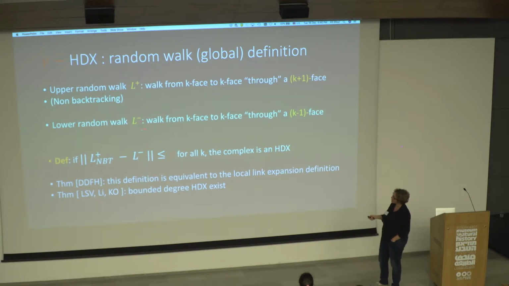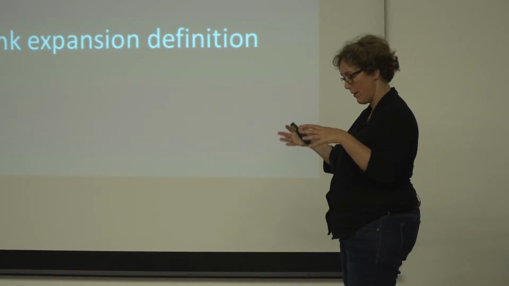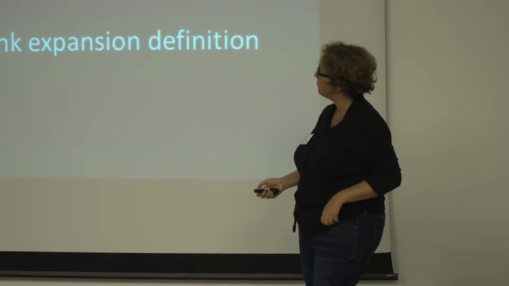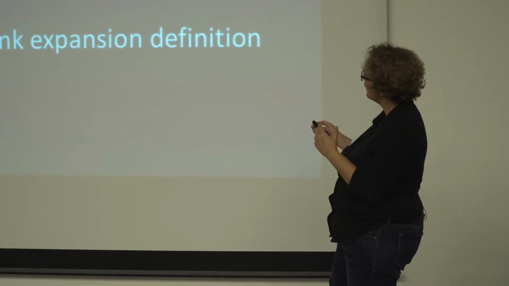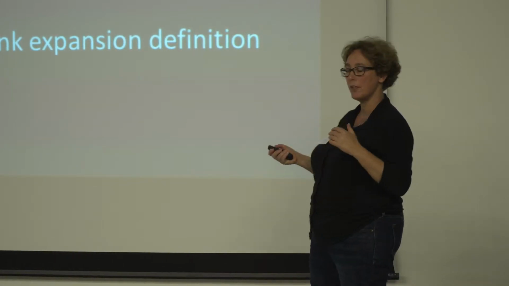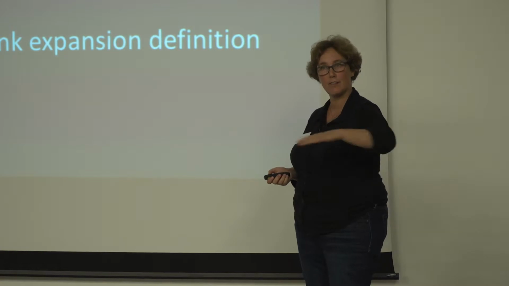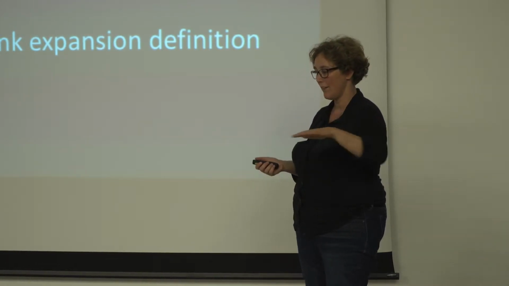And L minus is going to be the operator that walks from K face to K face through a K minus 1 face. So it starts with a K face, moves to a K minus 1 face, and then goes back up. Okay, so these are two different operators on what? What are they operating on? They're operating on the kth level of this simplicial complex. So it's a linear operator.